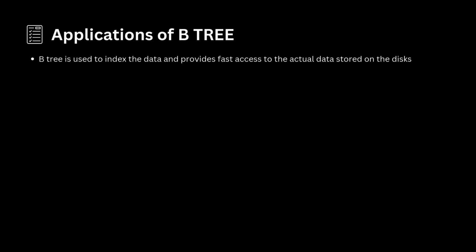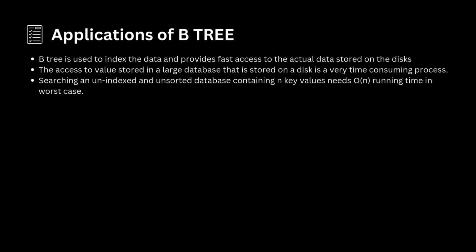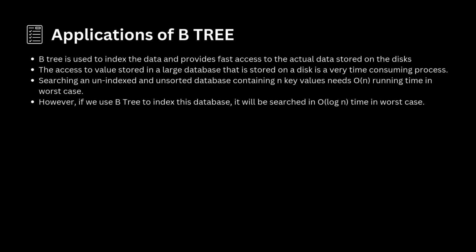Let us see some applications of B tree. B tree is used to index the data and provides fast access to the actual data stored on the disks. Access to a value stored in a large database that is stored on a disk is a very time-consuming process. Searching an unindexed and unsorted database containing n key values needs O(n) running time in the worst case. However, if we use a B tree to index this database, it will be searched in O(log n) time in the worst case.